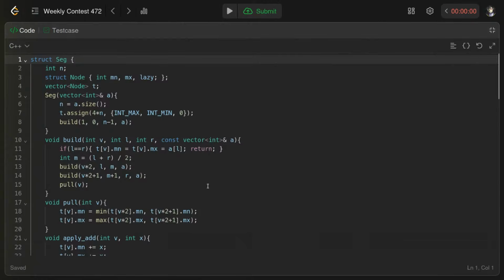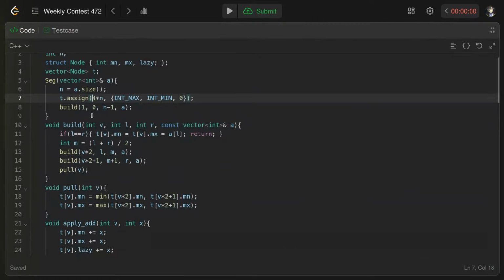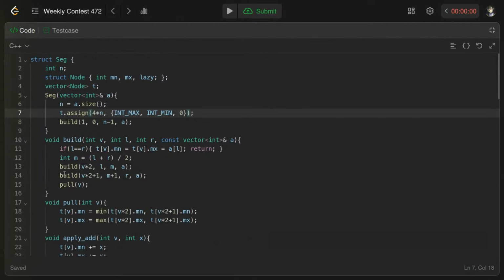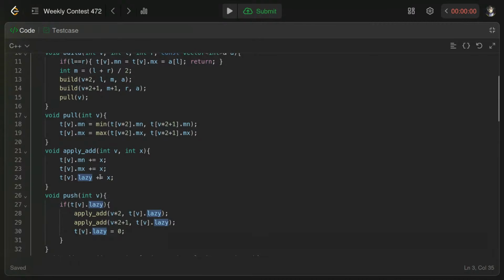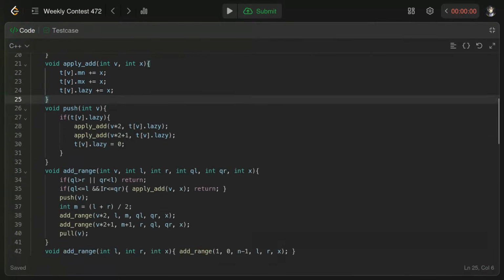First, this whole class is my segment tree. This is a segment tree template which I found. There's nothing much. It just stores minimum, maximum, and lazy, and it builds the segment tree. If you want, you can go through the code when it gets added to the description later. It's just a normal segment tree for lazy updates, which stores minimum and maximum. You can find that anywhere on the internet.